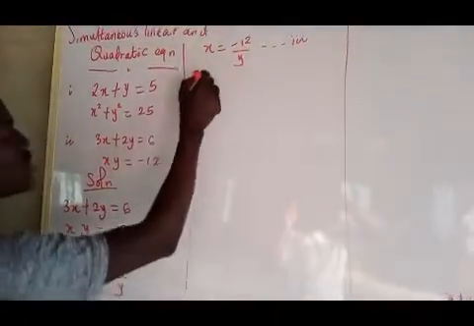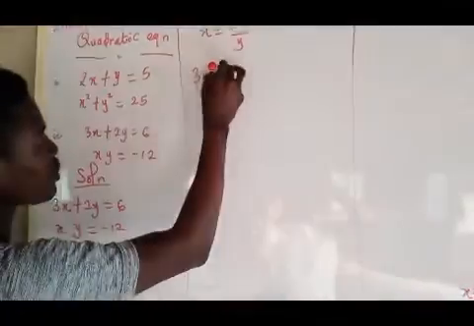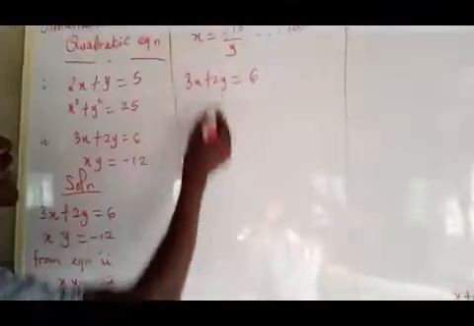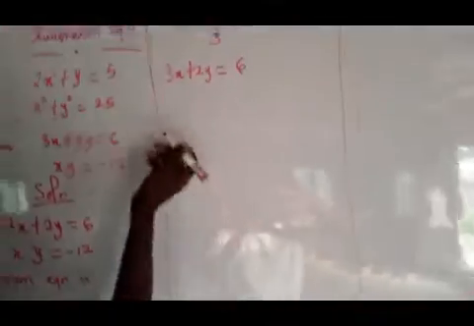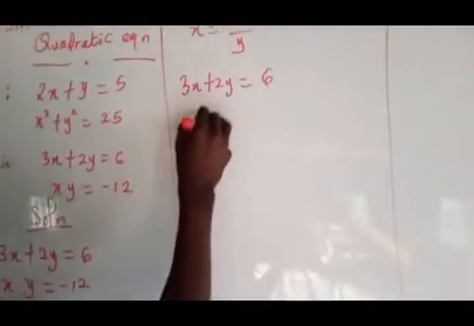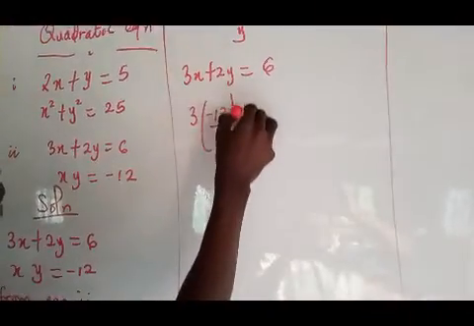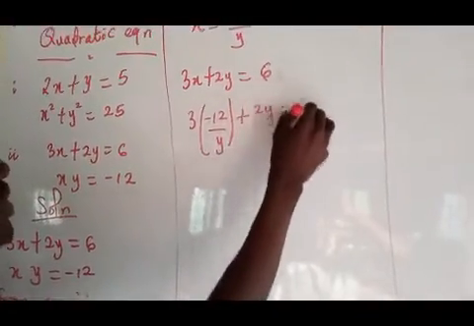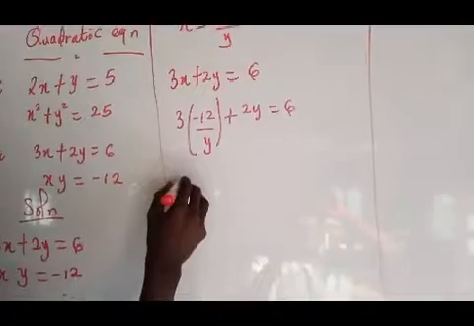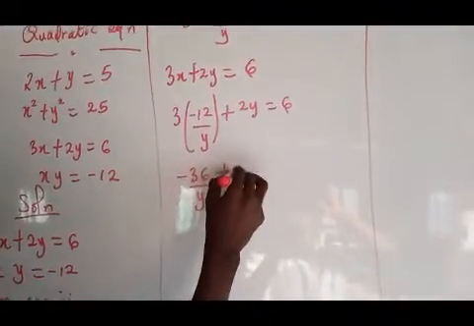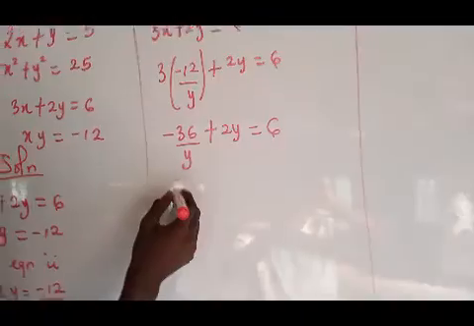The equation 1 is 3x plus 2y equals 6. So anywhere you see x, you put minus 12 over y. So that would be 3 times minus 12 over y plus 2y equals 6. This will give us minus 36 over y plus 2y equals 6.